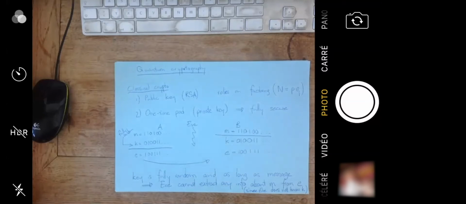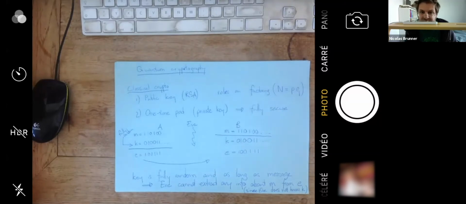Sorry, but what if Eve copies the encrypted message and creates another message with the same length, and then Bob will subtract the key and he will receive another message? Yes, so this is a good point.